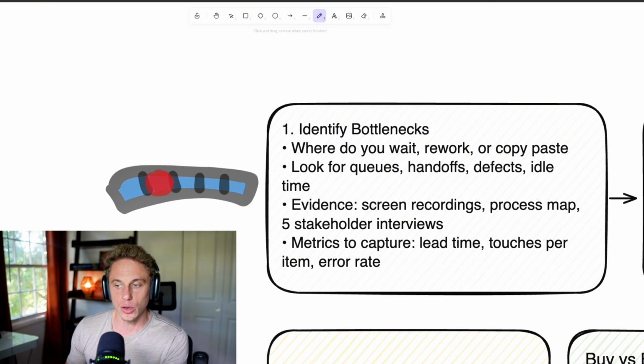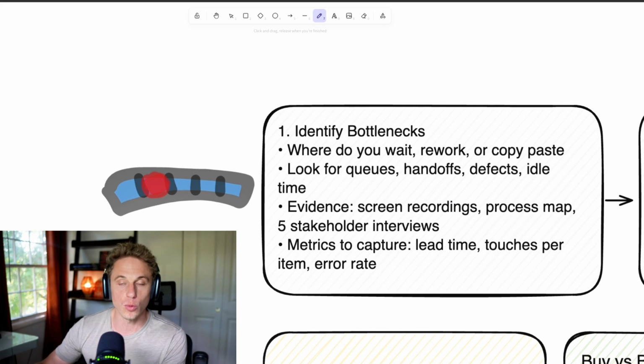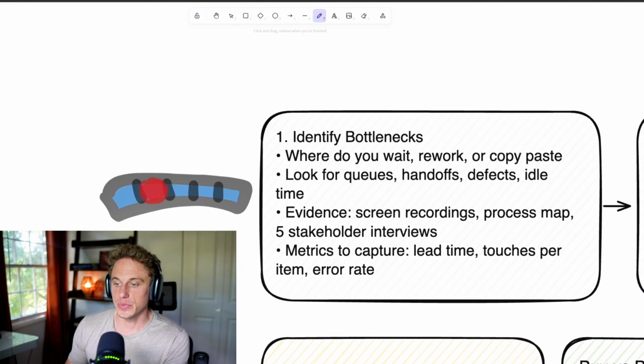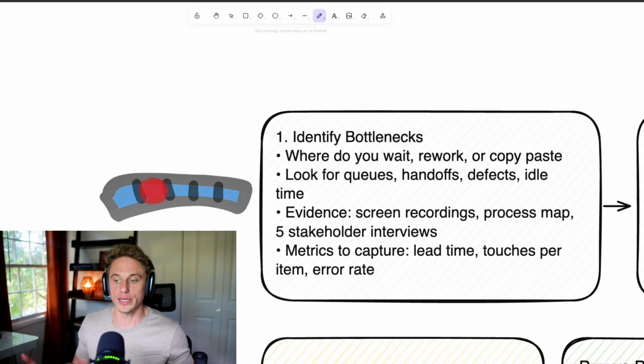And so a good place to start is just, where do you wait? Where do you rework work done? Where do you copy and paste? Basically, where is something that you're either spending way too much time on, way too much money on, or your employees are? And so when we think about it like that, it makes it pretty easy because we all know things that we're doing that are very redundant, very annoying, and not very helpful.